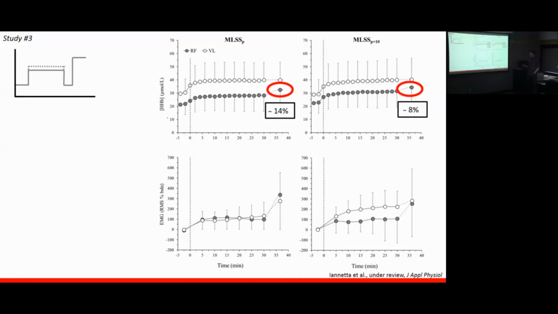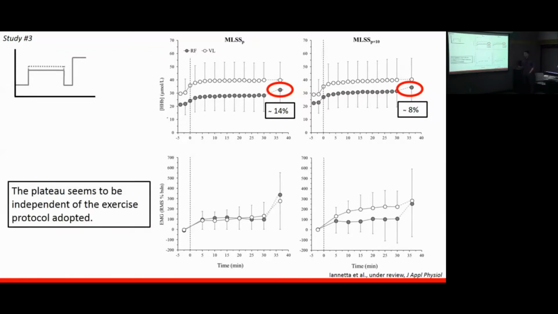So one of the conclusions of this study was that the plateau in the VL muscle, in the oxygen extraction, seems independent of the exercise protocol adopted. Rather, it seems associated to a kind of maximal metabolic rate.